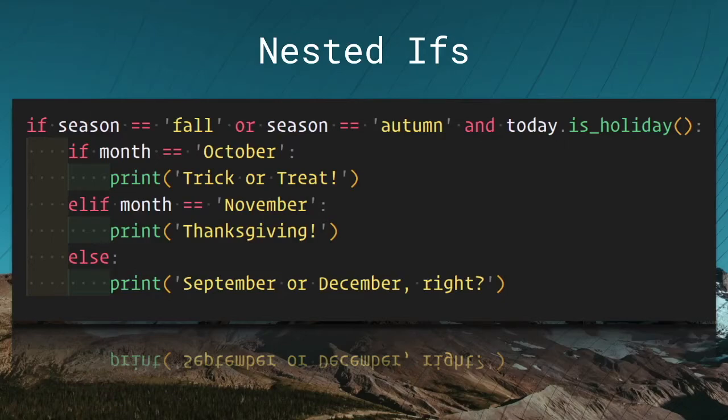If the season is equal to fall, or season is equal to autumn, and today is the holiday, then if month is equal to October, print trick or treat. If the month is equal to November, print Thanksgiving. Else, it's gotta be September or December, right? You can see how things get messy and out of hand very quickly. Each branch of logic adds another piece of code or behavior that needs to be tested.